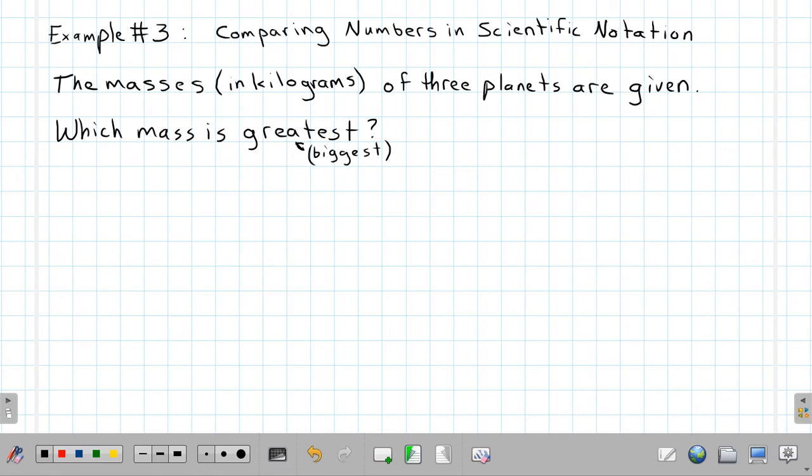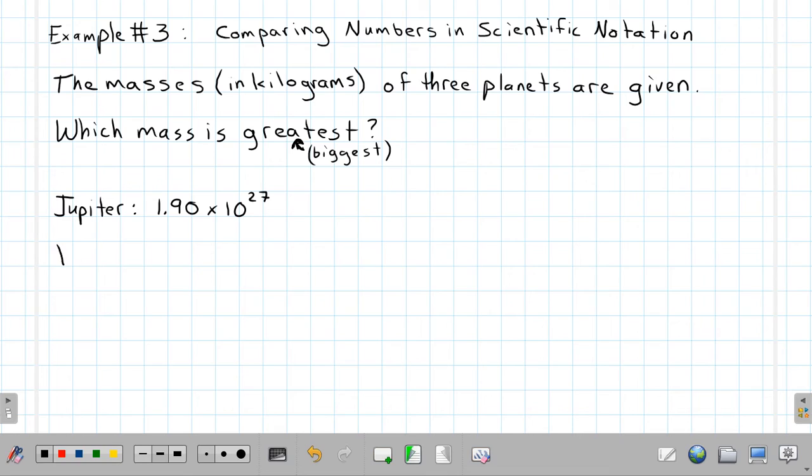Okay, so in this case, out of these numbers that you're going to be given, you're being asked which one is the biggest. So the list here, we've got Jupiter. They tell you the mass of Jupiter is 1.90 times 10 to the 27, and then once again, kilograms.